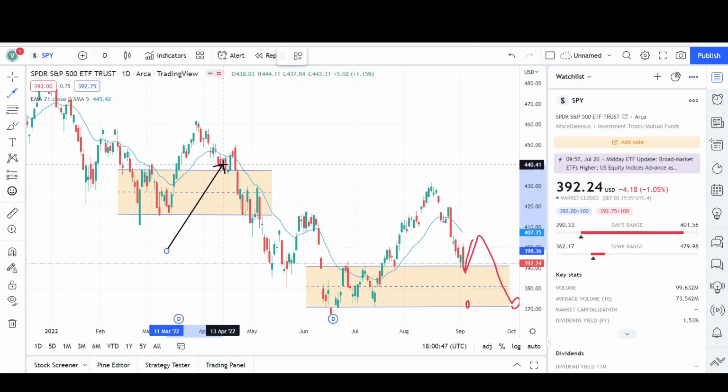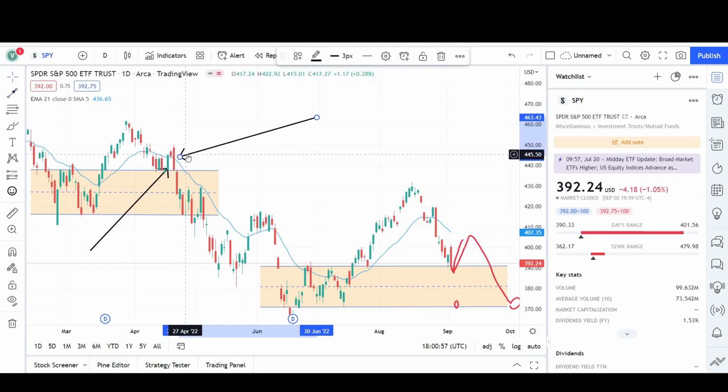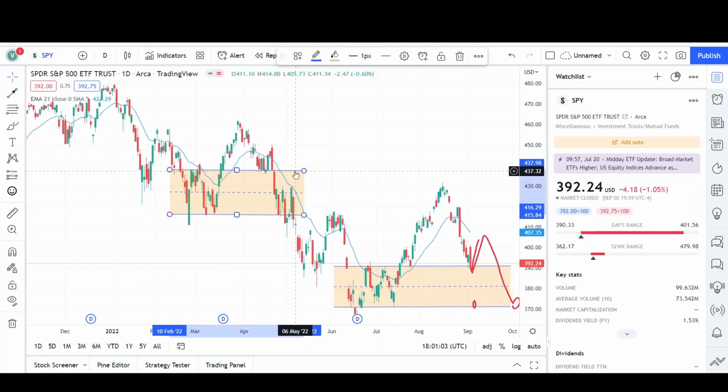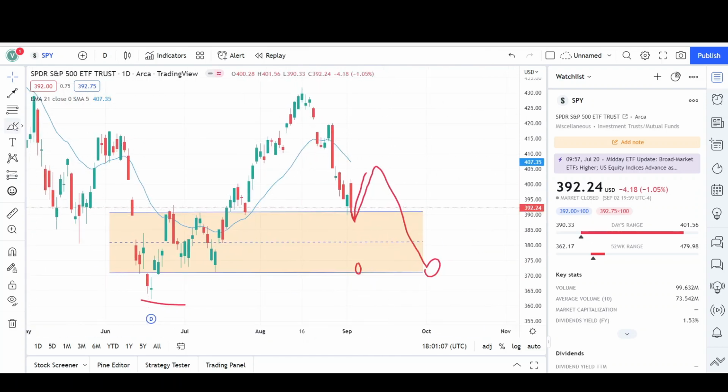We got trapped in longs thinking we were going to go higher, trapped in shorts thinking we were going to go lower, and then what they did was they brought the prices above the EMA, and then we saw that final leg down. So that's very important to take note of. So I think the same pattern can repeat, where we trap in longs and shorts.